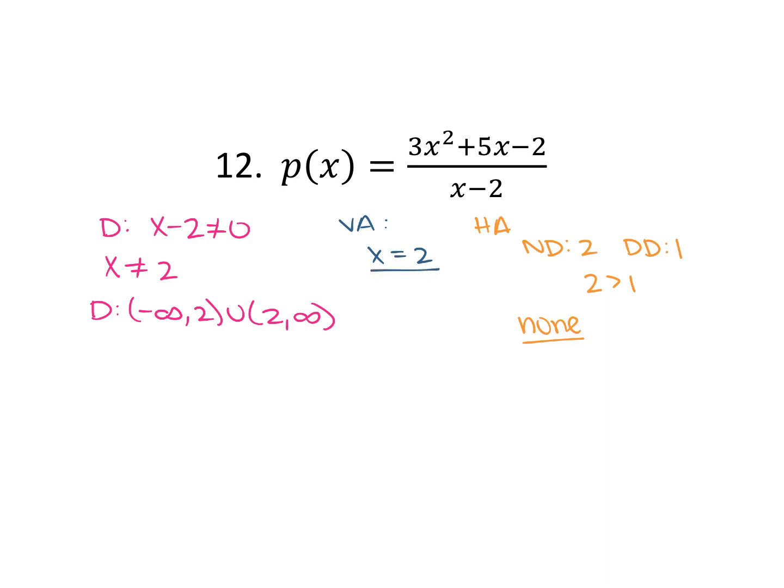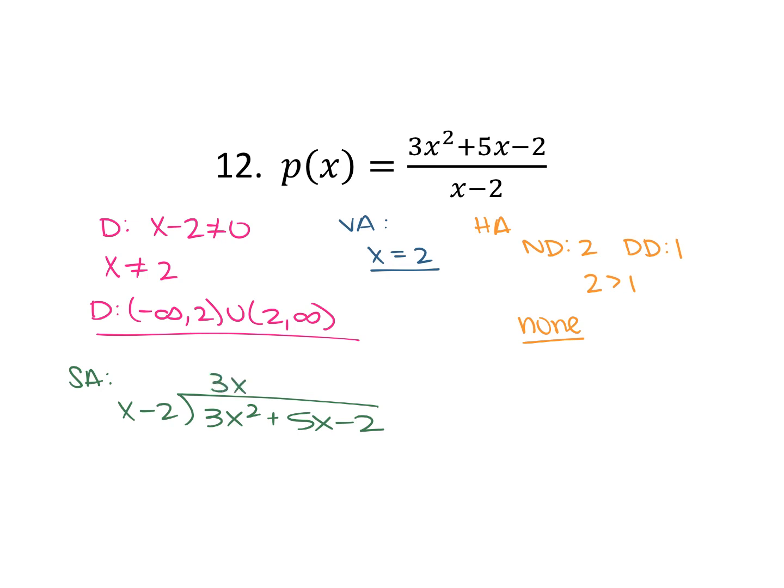Next, you are finding your slant asymptote. So x minus 2 goes on the outside. 3x squared plus 5x minus 2 goes on the inside. You are going to multiply this by 3x to get 3x squared. Then 3x times -2 is -6x. Subtract these, distribute your sign. The 3x squareds cancel. You have 5x plus 6x, which is 11x. Drop down that -2, then start all over again.